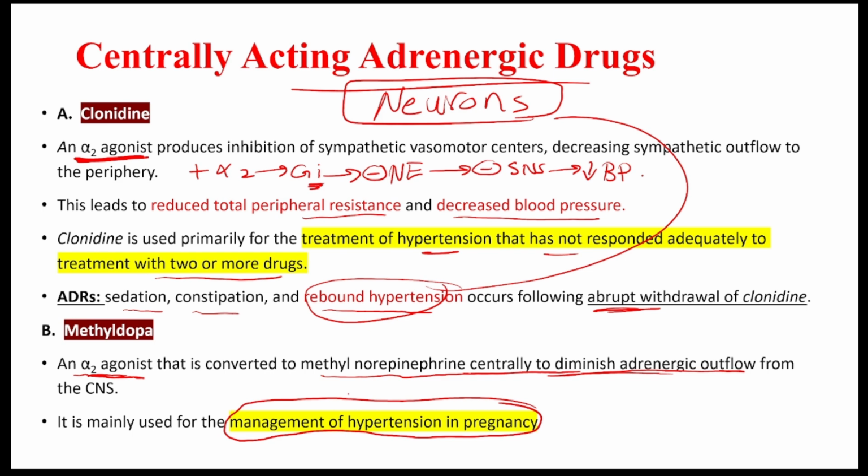Now we have two medications for pregnancy and hypertension. First one, methyl dopa, and the second one, labetalol. Okay, methyl dopa and labetalol for hypertension during pregnancy.